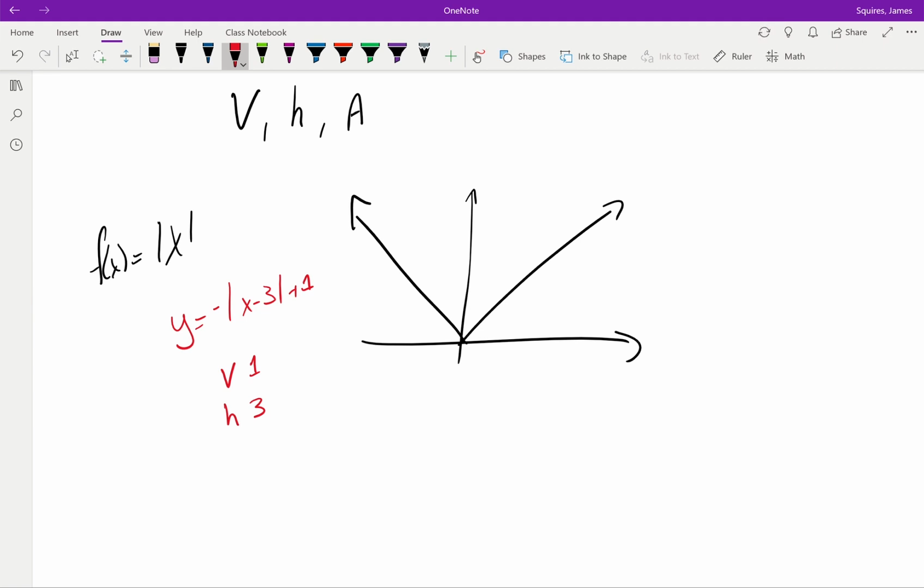vertical axis. So if we were to shift this whole thing up 1 unit, we're also going to have a horizontal shift to the right 3 units, 1, 2, 3, and we're going to flip this around to have this facing the opposite direction.